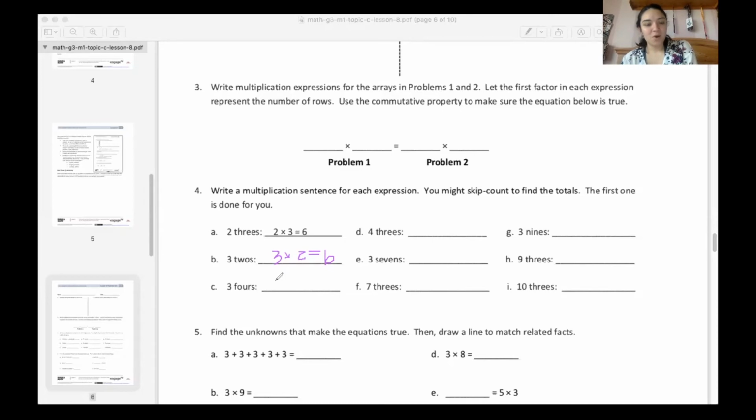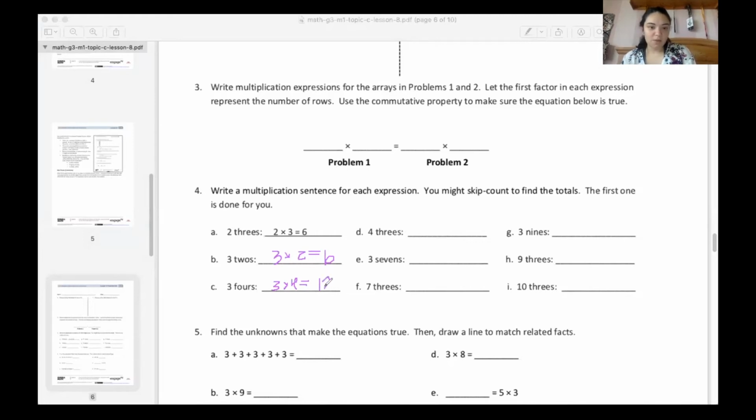So 3 4s, part C. I have 3 groups, and I want to have 4 in each group. So how many do I have? We're going to try skip counting again. That means we're going to skip count by 3s 4 times. So 3, 6, 9, and 12. So the answer is 12.